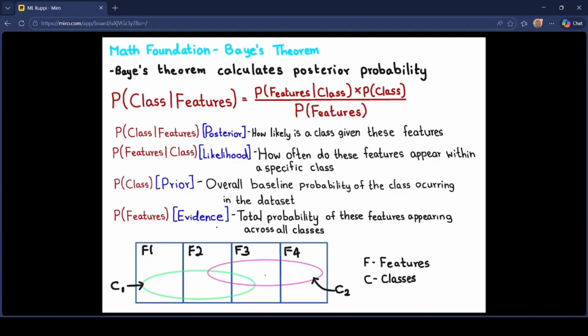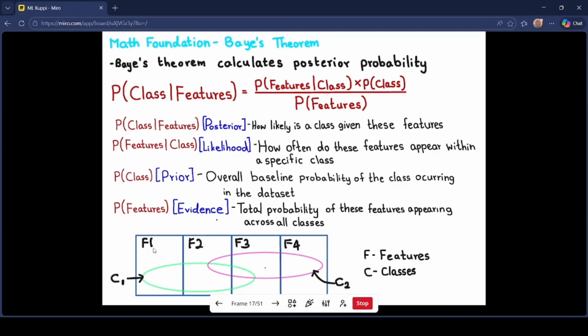Before we move into the steps of the algorithm, let's look at the mathematical foundation, more like the statistical foundation, which is the Bayes theorem. We've learned the Bayes theorem in statistics. Here we'll be using the Bayes theorem to calculate the posterior probability of a data point belonging to a specific class, if it has some features. So this probability is read out as the probability of a data point belonging to a specific class C1, given that it has the features F1 and F2.